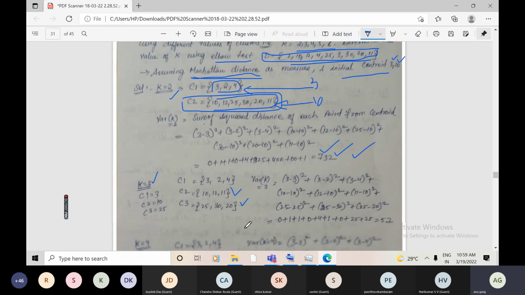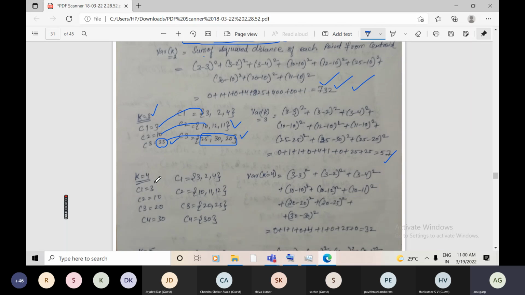Again to another cluster, and because the K value is 3 here, take its centroid as 25. Centroid means it's the average, the mean of this. So we have taken the new centroid as 25, and then you find the same SSE from here to here, and here to here, then add up all.